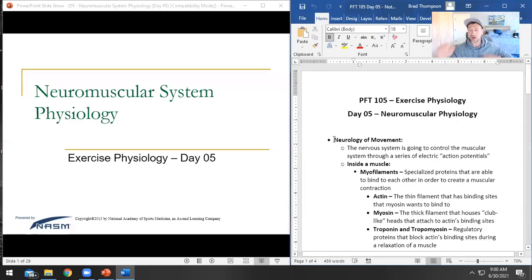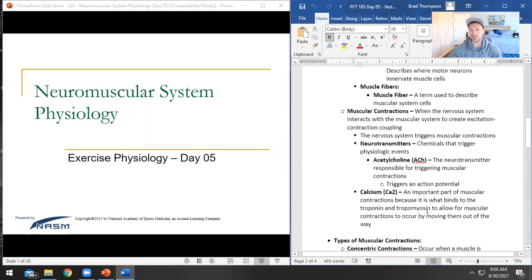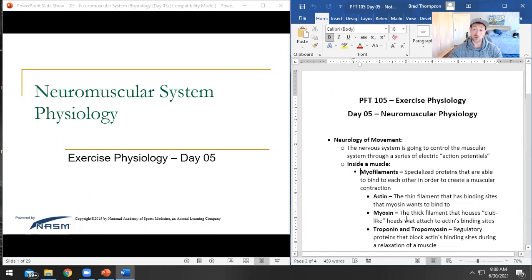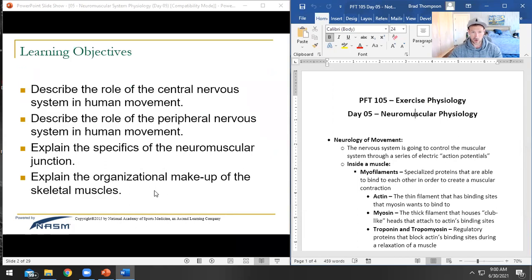We are looking at our fifth PowerPoint here on the neuromuscular system. To be fair, we're spending most of our time just talking about the muscular system, but obviously your muscular system is under the control of your nervous system, which is why we're going neuromuscular in the title here. So our objectives today: we want to understand how our central nervous system works when it comes to controlling our movement. And we'll talk a little bit about how the peripheral nervous system is doing that as well.